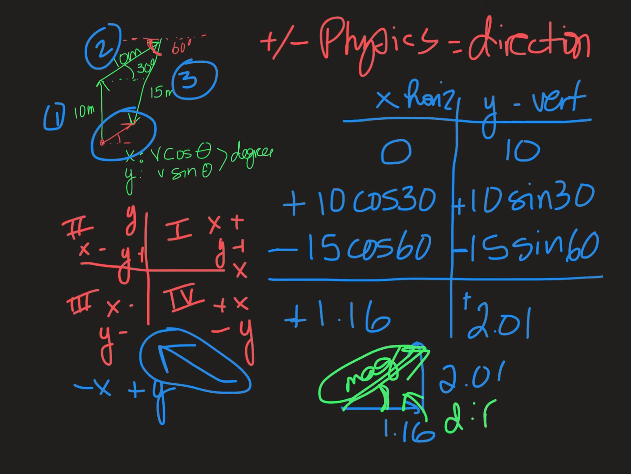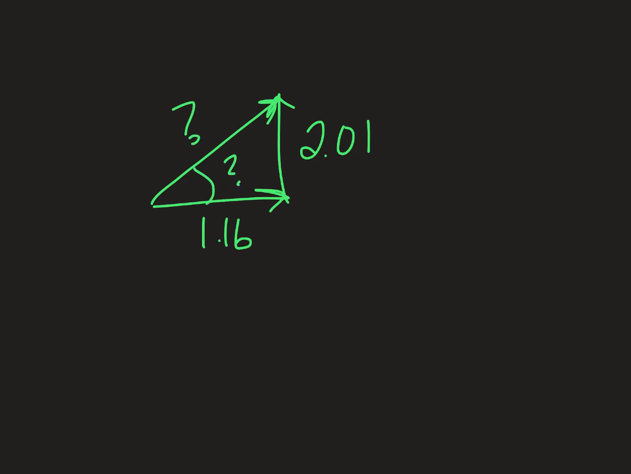Okay, so I'm going to redraw this on another page. So we have 1.16 and 2.01. We're looking for this and our angle. We have a right triangle because x and y are perpendicular to each other. So what do we use to find the resultant, the hypotenuse of a right triangle? Yes, you're right. Pythagorean theorem.